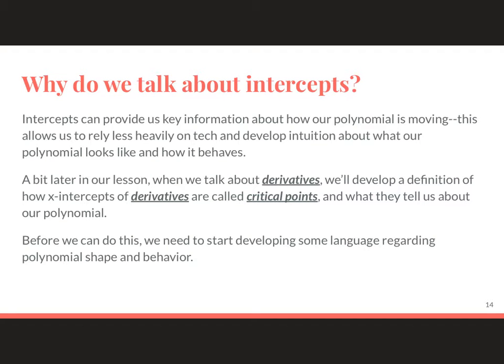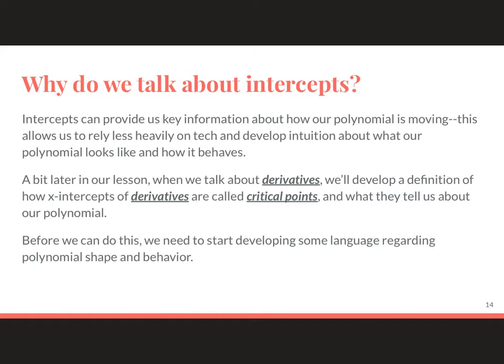All right, so we talked about intercepts, we talked about predicting end behavior, and we've also talked about multiplicity, right? The whole reason why we talk about intercepts is because intercepts can actually provide us really key information about how our polynomial is moving. And so, like we've been saying before, this allows us to rely less heavily on tech and develop intuition about what our polynomial looks like and how it behaves.